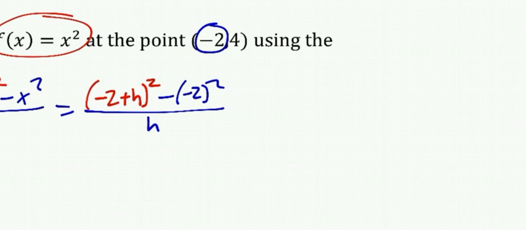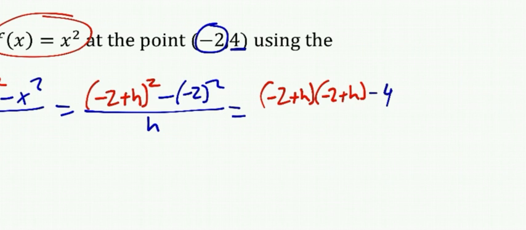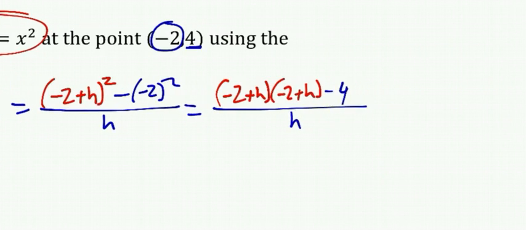Now, the -2 plus h squared, remember, when you have some binomial squared, or really any group squared, it's going to be that group, -2 plus h, times -2 plus h. We'll go through and distribute that in a minute. The other one, minus -2 squared is +4. Well, we probably could have figured that out based off of what was already given to us. This whole thing still divided by h.